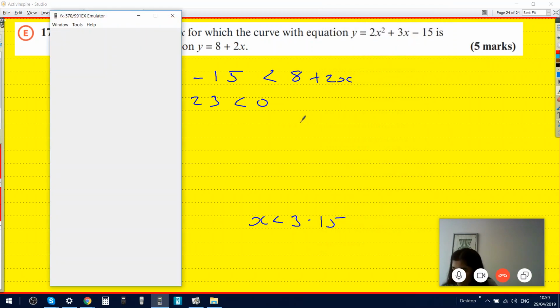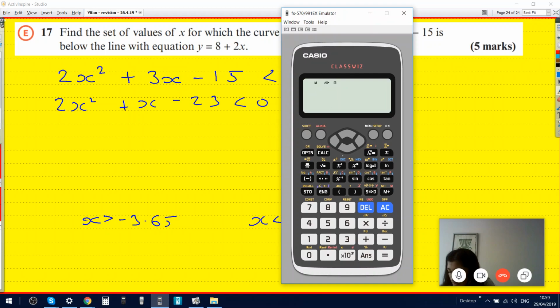So do you know how to solve inequalities with your fancy pants calculator? Do I need it for it to be inequalities? Can't I just pretend it's equals and then put the sign in after? No, because it'll say equals, and you have to say, is it less than, is it greater than? You can work it out if you have the graph. Minus 3.65 and 3.15. So x is greater than minus 3.65 and less than 3.15.